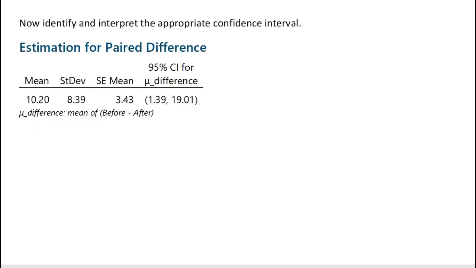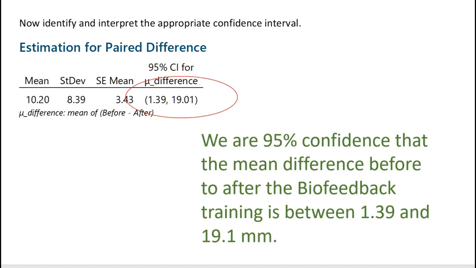We could also look at the confidence interval. So here's the Minitab output for the confidence interval. We would need to check our assumptions just like we did with the hypothesis test. Then we could pull the confidence interval from the Minitab output, and we could say we are 95% confident that the mean difference before to after the biofeedback training is between 1.39 and 19.1 millimeters of mercury. This concludes the Chapter 10 video.